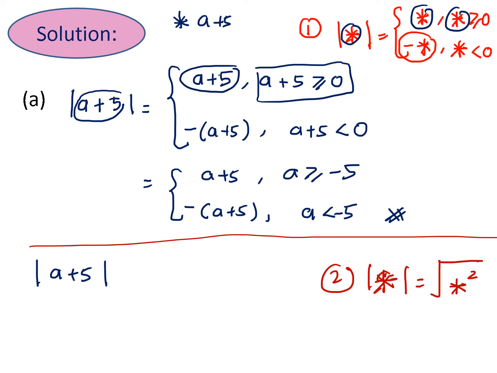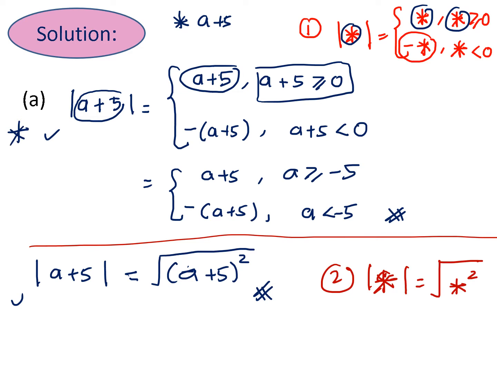Semua yang berada di dalam absolute values. So, equal to A plus 5 square. And then we have set. Dah, siap. So, bila masa nak guna yang pertama ke yang kedua? Bergantung kepada jenis soalan. Alright, so kita akan lebih fokus pada yang pertama lah.